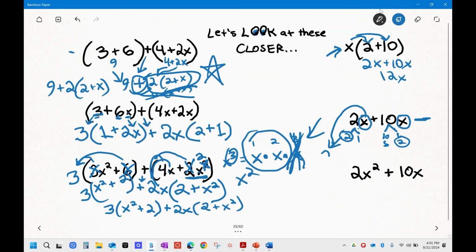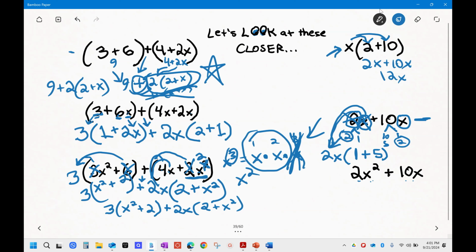So we can take 2x out of the parentheses, and what will be left over is just 1, because the x is gone, we took that out, and the 2 is gone. So there's just one left over, plus 10x divided by 2x is just plain old 5. So 2x plus 10x is the same as 2x times parentheses 1 plus 5. Now let's do another one over here.